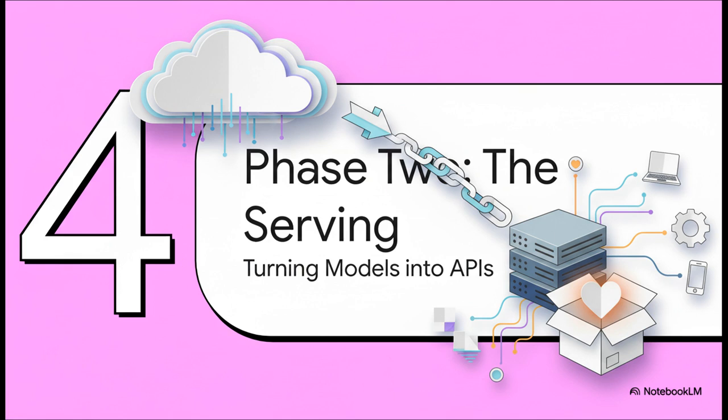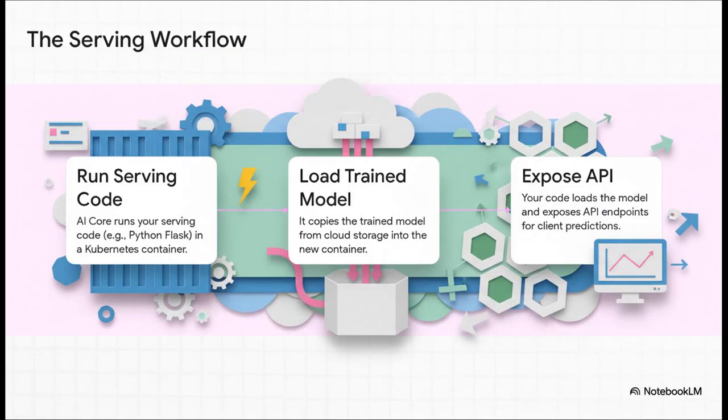Well, that brings us to phase 2, the serving phase. The whole goal here is to take that static model file and turn it into a living, breathing API that people can actually use. So AI Core orchestrates this too. It takes your serving code, maybe a simple Python Flask app, and runs that in a Kubernetes container. Then it cleverly copies the trained model from storage right into that new container. Your app then loads the model into memory and exposes API endpoints. And just like that, other applications can now send requests and get predictions back in real time.